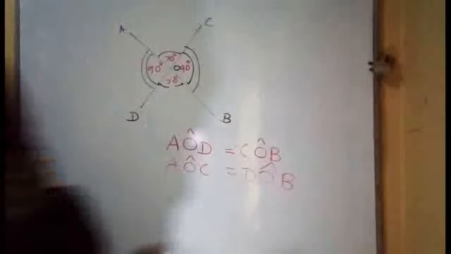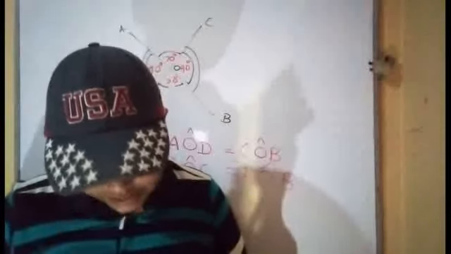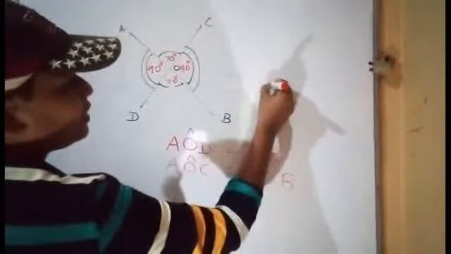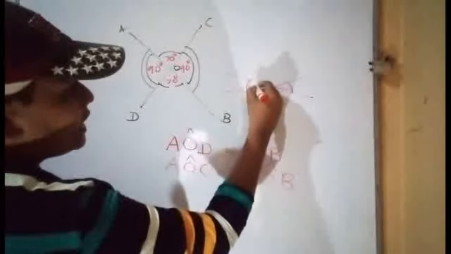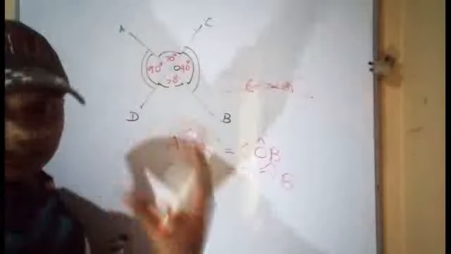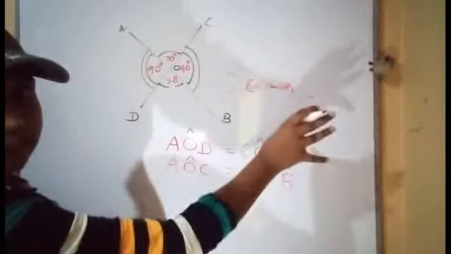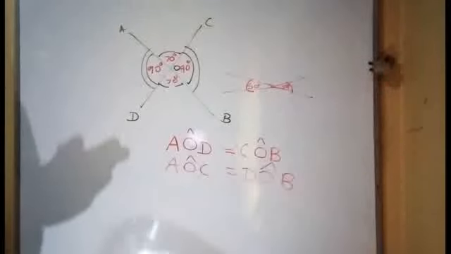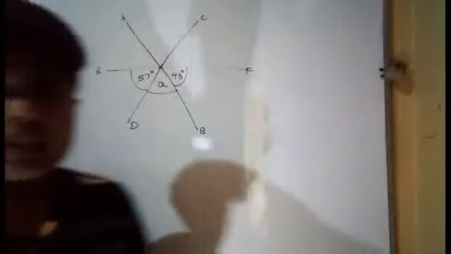Now let's move to the vertical angles theorem. The vertically opposite angles formed by the intersection of two straight lines are equal. That means at this intersection, this 50 and this 50 are equal. This 50 means this side is also 50. These are called vertically opposite angles. That's the theorem of vertically opposite angles. So now we move to the example.